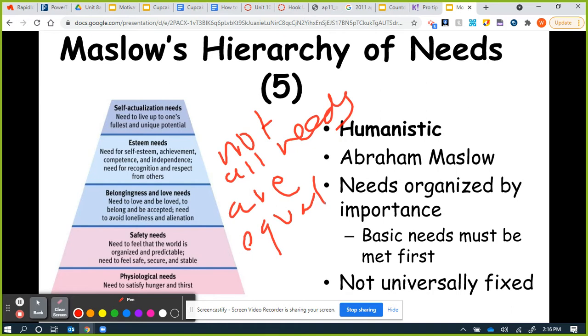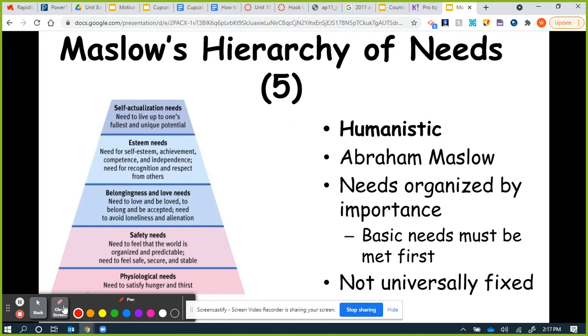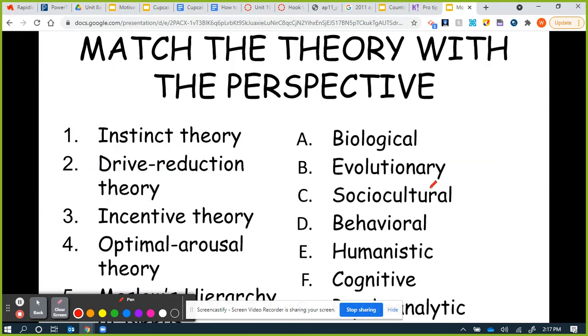That is why schools give free breakfast. Okay, because free breakfast fulfills those physiological needs. If you don't have food at home and you come to school, all right, and you're hungry, you're not going to care what's going on in class, all right, because your basic needs have not been met yet. Okay? All right, any questions there? Okay, so there are the 5 theories.